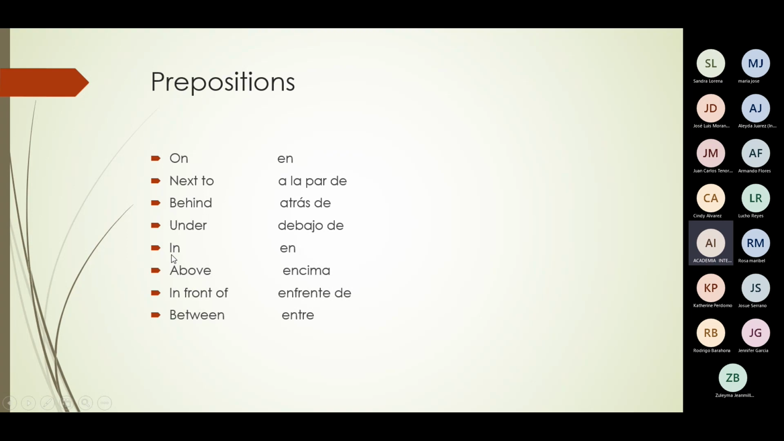Now, this is another example. In. In es cuando digo adentro de. My notebooks are in the box. En la caja, están adentro de la caja o en la caja. Pero, ¿cuál es la diferencia de on y de in? In es cuando algo está dentro de, ¿verdad? Adentro de. On es cuando algo está encima de otro objeto. Ahora, just an example. I'm going to give an example and you can let me know which word would you use. ¿Cuál utilizarían ustedes en este ejemplo? Si digo, estoy en la piscina. Do you know how to say it in English, piscina?